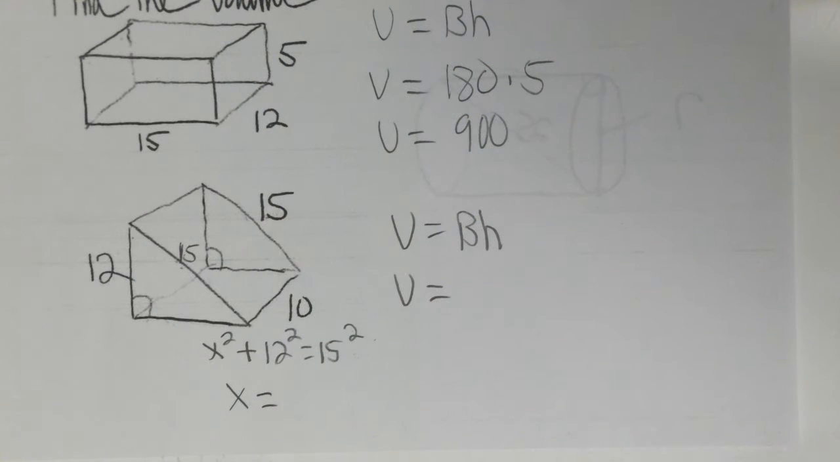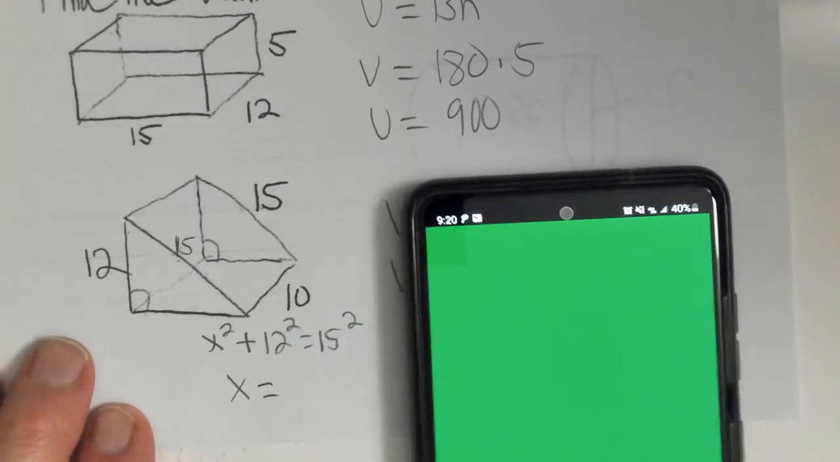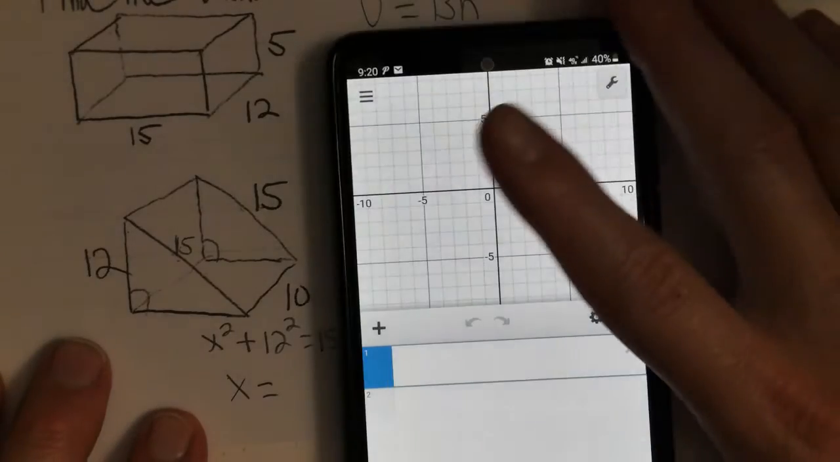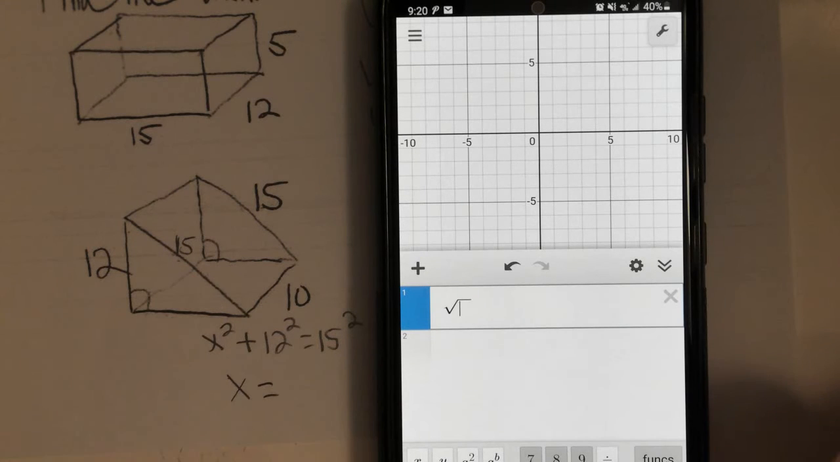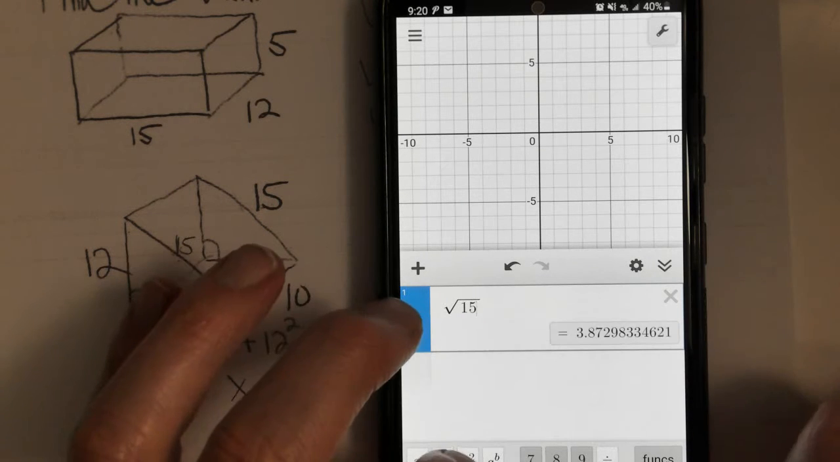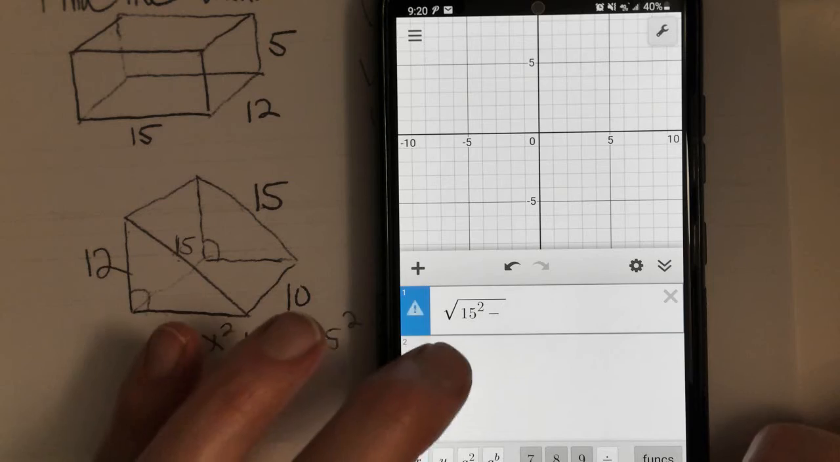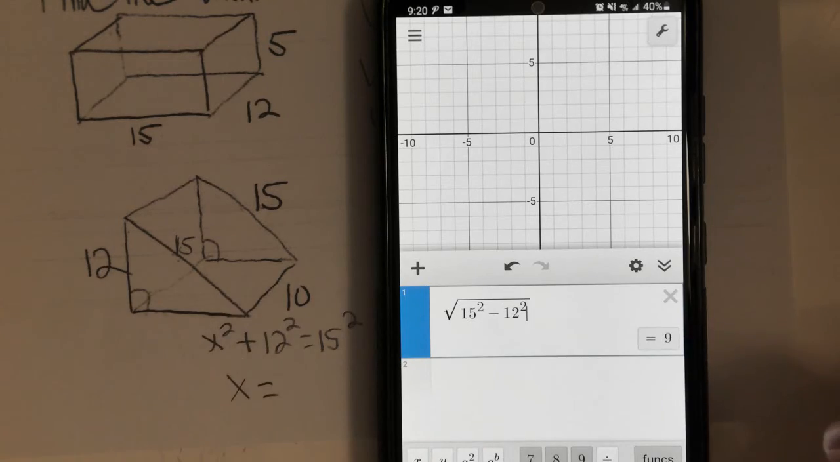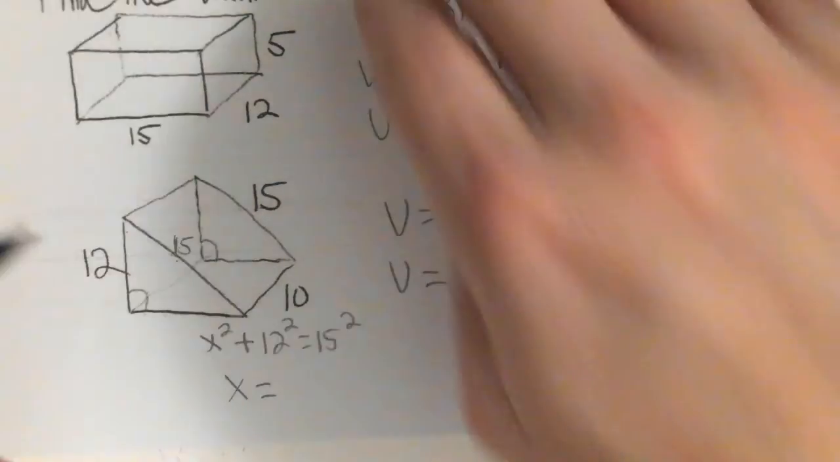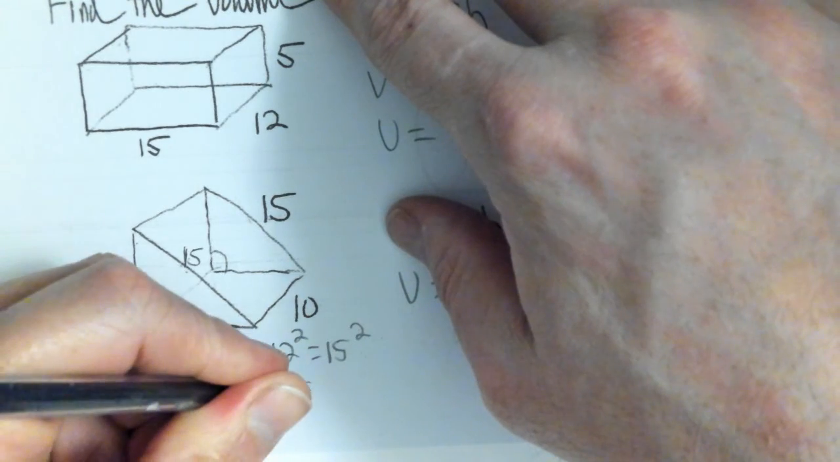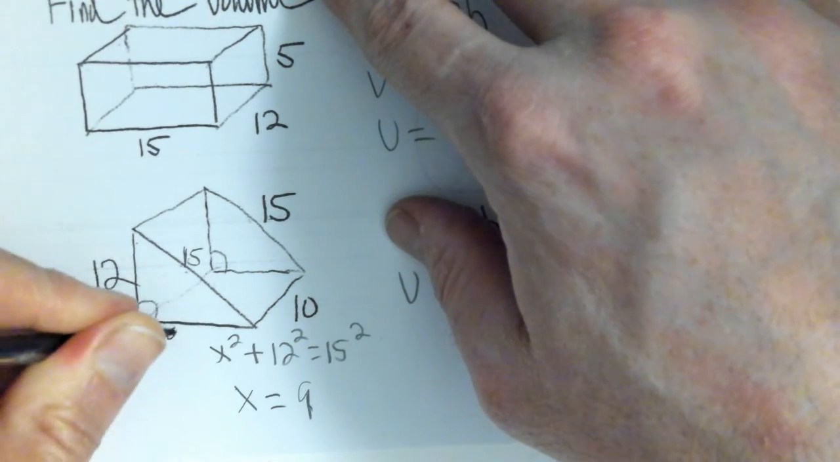So when I move that over, there's probably also a Pythagorean theorem calculator that you can find online pretty easily that would probably do this for you as well. But if I wanted to use my Desmos calculator, I would just go the square root of 15 squared minus 12 squared, and then that is equal to 9. So 9 is the missing side. So that means this side right here would be 9.